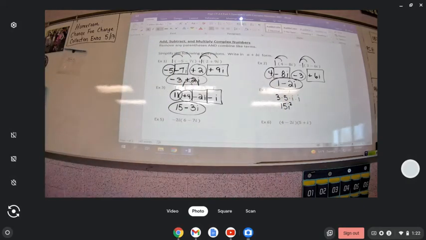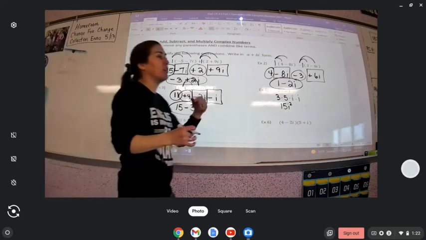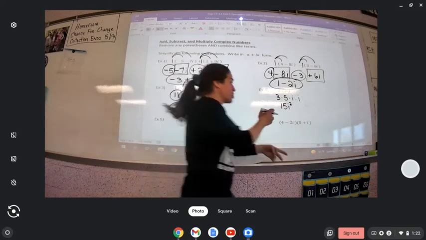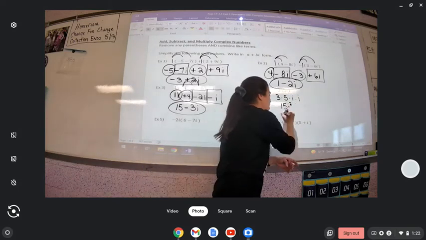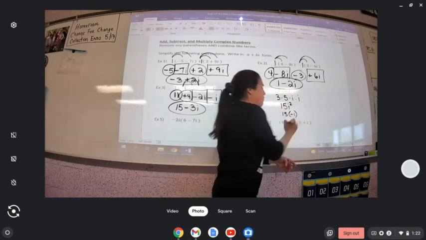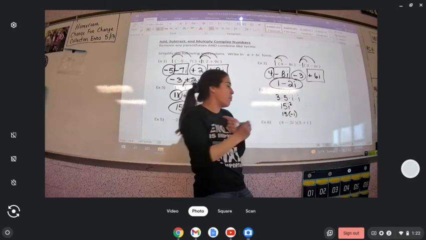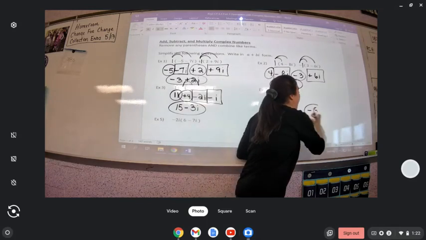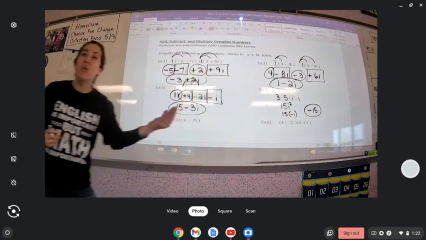No, because remember, i squared has an extremely real number value. Who did we say i squared is equal to? Negative 1. So really, 15 times i squared is 15 times negative 1. And now what's 15 times negative 1? Negative 15. And you actually end up with a real number answer.